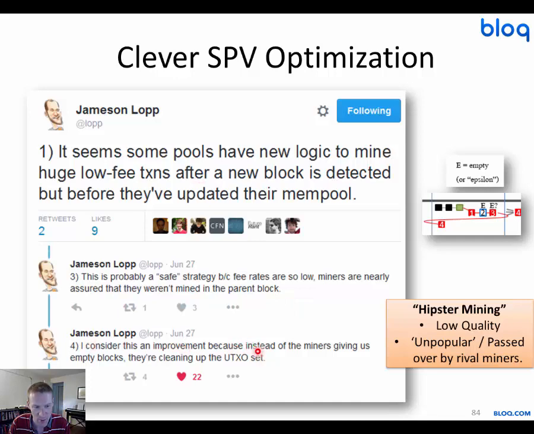I consider this an improvement because instead of the miners giving us empty blocks, they're cleaning up the UTXO set. I think the real improvement is just that the miners can get some money for mining. Well, I don't know if miners are doing this, but I hope they are. I think they will be doing something like this in the future.